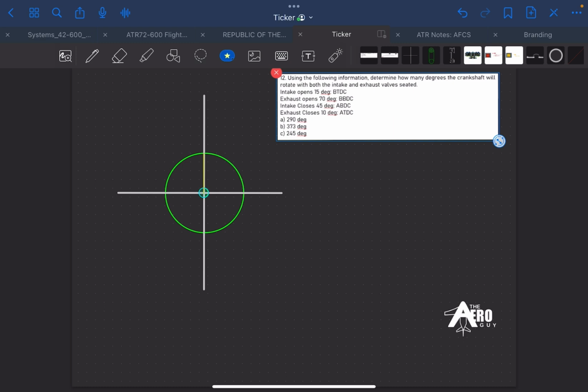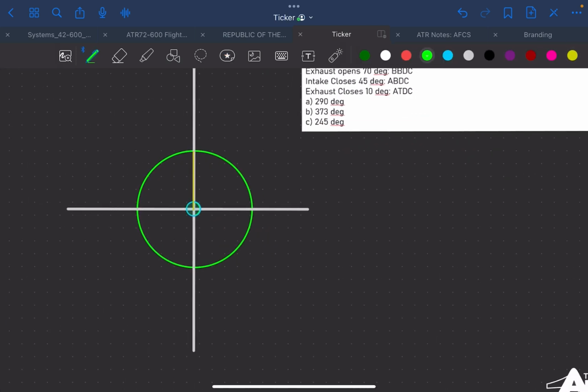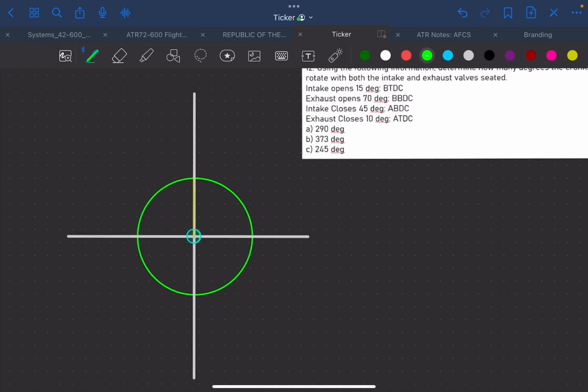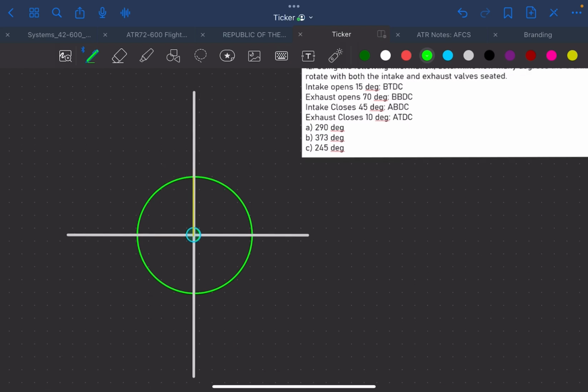So again, just read the problem. Using the following information, determine how many degrees the crankshaft will rotate with both the intake and exhaust valves seated. In this problem, let's represent intake. Intake is green. So intake opens 15 degrees before top dead center, and it closes 45 degrees after bottom dead center.